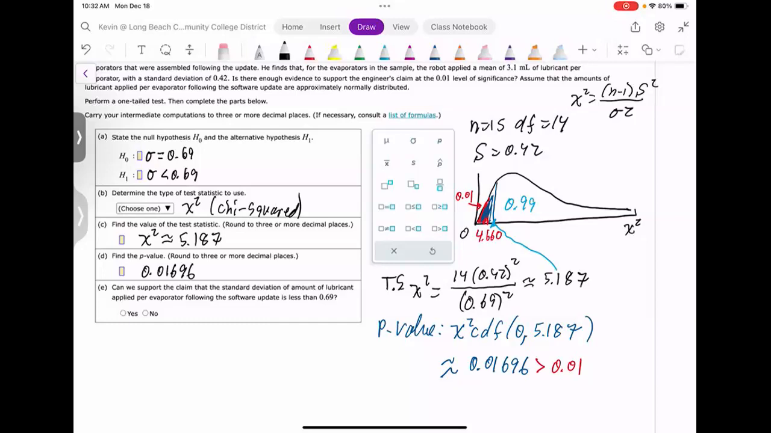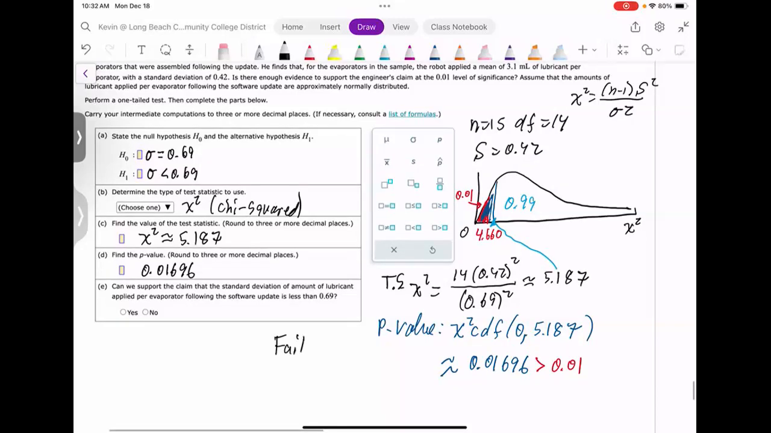Which means our conclusion is that we are going to fail to reject the null hypothesis, which means we're sticking with the null hypothesis. So can we say that it's less than the 0.69? No, we cannot conclude that because we are failing to reject the null hypothesis.